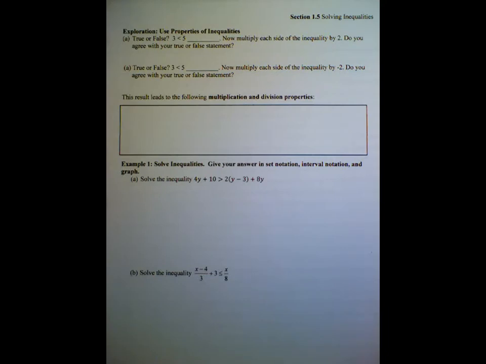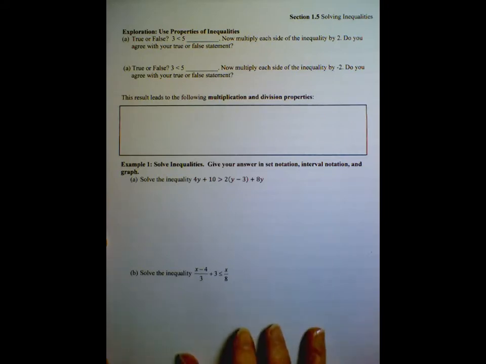Continuing with section 1.5, solving inequalities, out of our chapter 1 on equations and inequalities, we have an exploration now. Recall I said the two big differences in solving inequalities versus equations were, 1, how you show your answer, and we just went over that, and 2, this one other thing we have to consider, and the exploration is going to help us remember that.